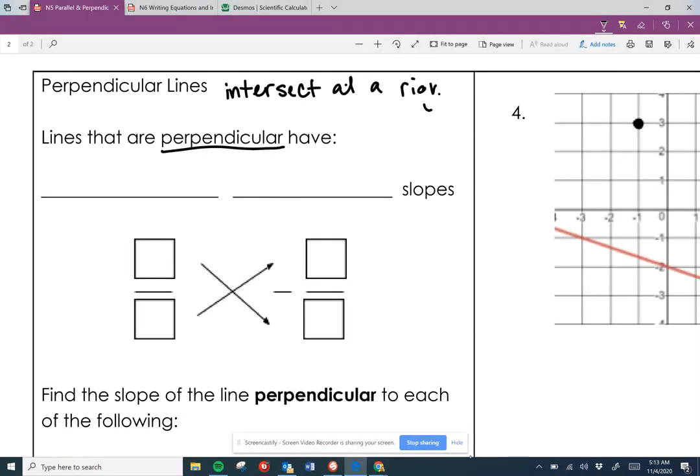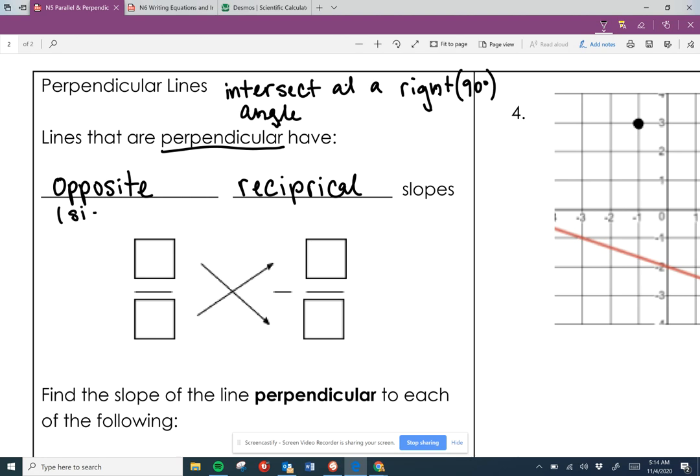So perpendicular lines have opposite reciprocal slopes. When I'm talking about opposite, I'm talking about the sign. So if the slope of the first line is positive, our perpendicular slope is going to be negative, and vice versa. If it's negative, it's going to be positive. Reciprocal means you flip the fraction. You flip the fraction in order to have the reciprocal slope.